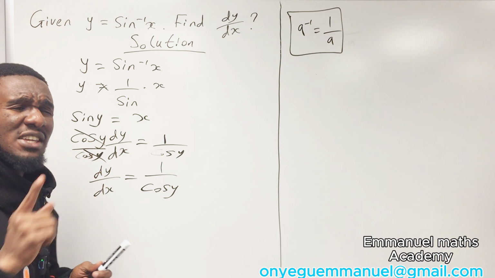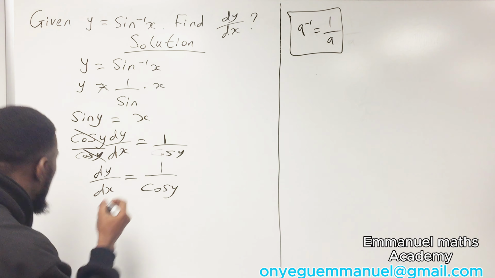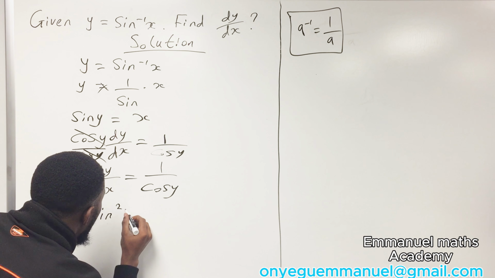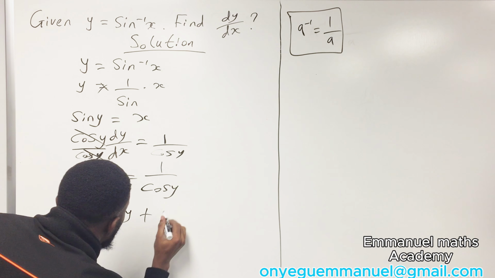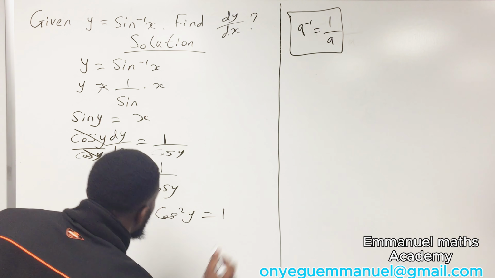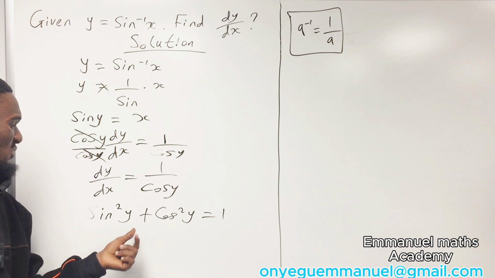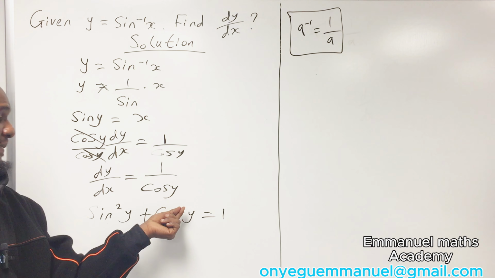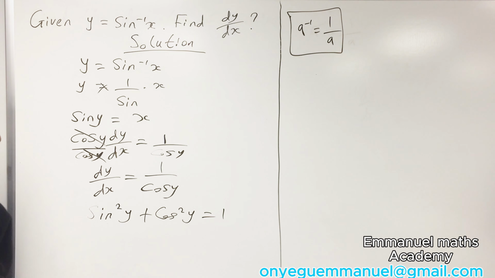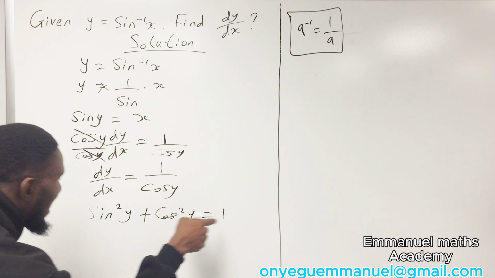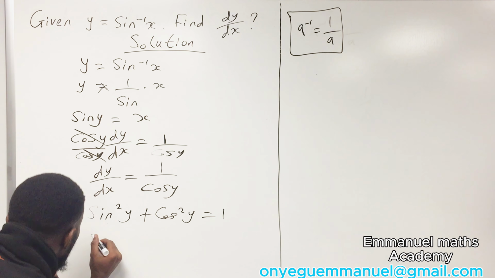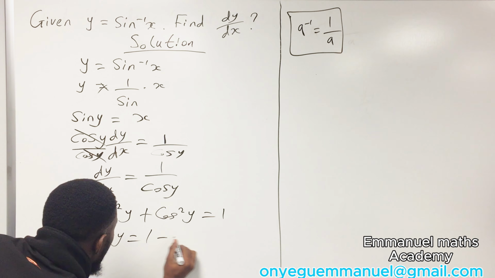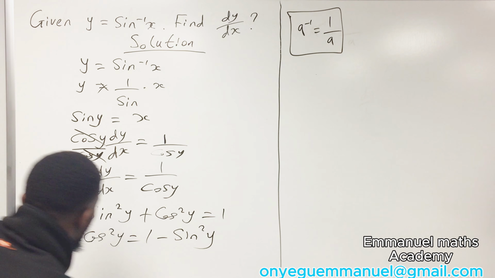Then, remember in your trigonometric identity that sine squared y plus cos squared y is equal to 1. Remember, this can be anything. It could be y, it could be x, it could be a or b. But we are just using y because what we have here is y, right? You now make cos y the subject of the formula. If you make cos y the subject of the formula, you have what? First of all, you have the power. Cos squared y equal to 1 minus sine squared y.